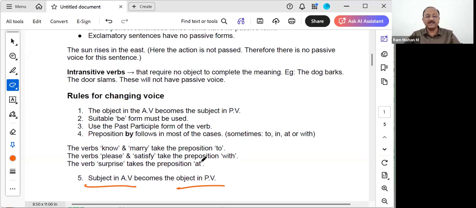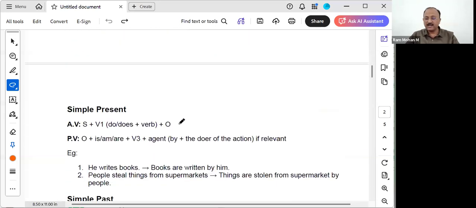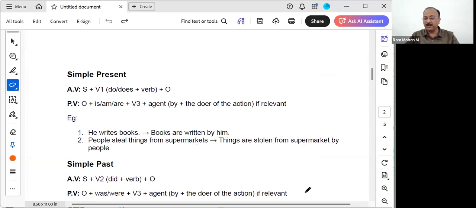Hope you all understood these basic rules. With these rules, now I will take you to examples of all tenses starting from V1 form. Let's take the simple present tense. What will be there? Subject will be there, V1 form of the verb will be there, and object will be there. Correct? For example, he writes books.